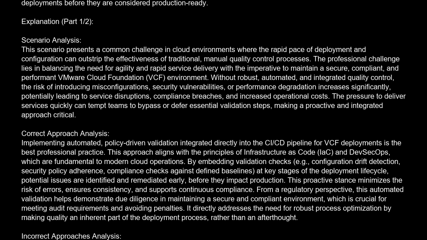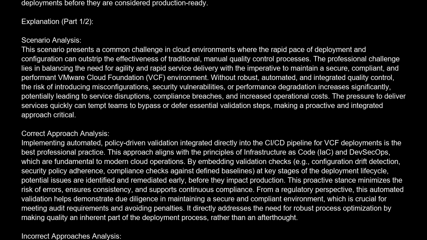From a regulatory perspective, this automated validation helps demonstrate due diligence in maintaining a secure and compliant environment, which is crucial for meeting audit requirements and avoiding penalties. It directly addresses the need for robust process optimization by making quality an inherent part of the deployment process, rather than an afterthought. Incorrect approaches analysis.